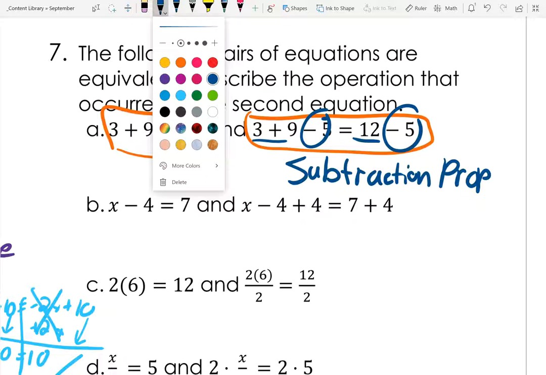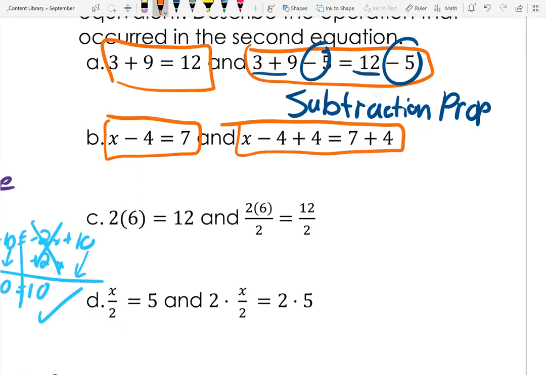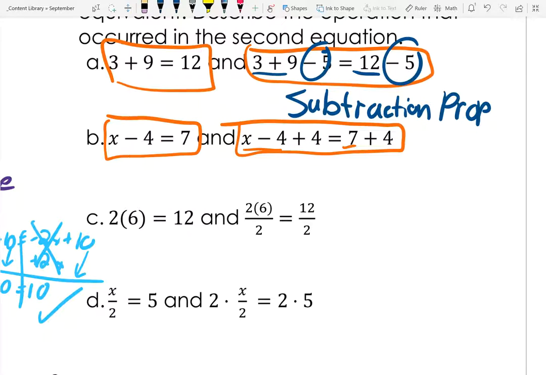When we look at B, we have x minus 4 equal to 7. Then we have x minus 4 plus 4 equal to 7 plus 4. So notice they still have the x minus 4 equal to 7, but they're adding 4 to both sides now. So when they're doing that, let me use my colors like I did last time. All right, they're adding 4 to both sides, so that's the addition property of equality.